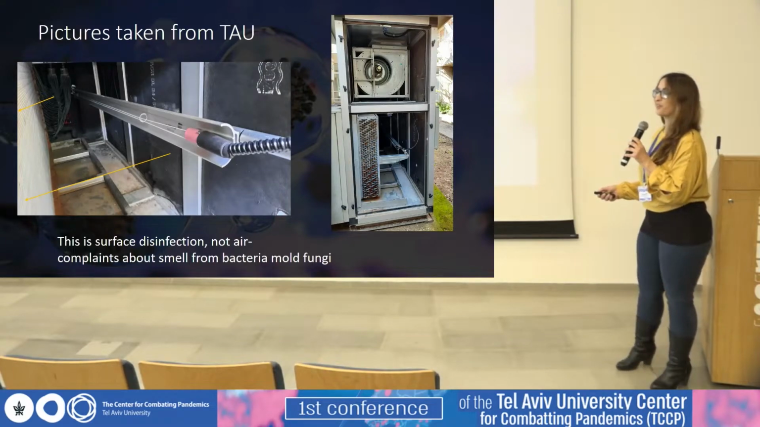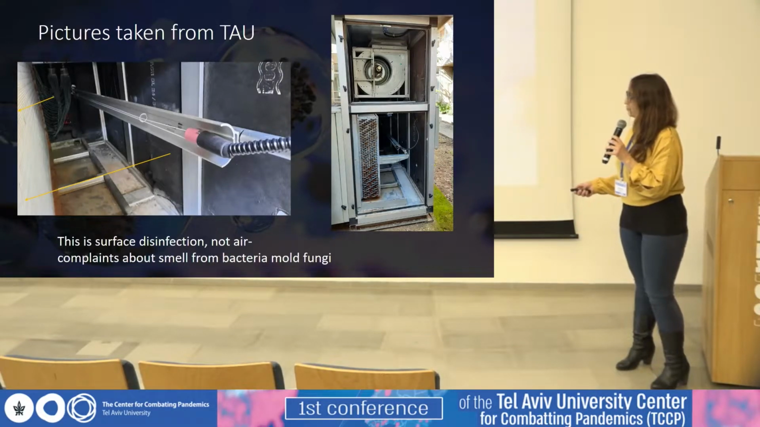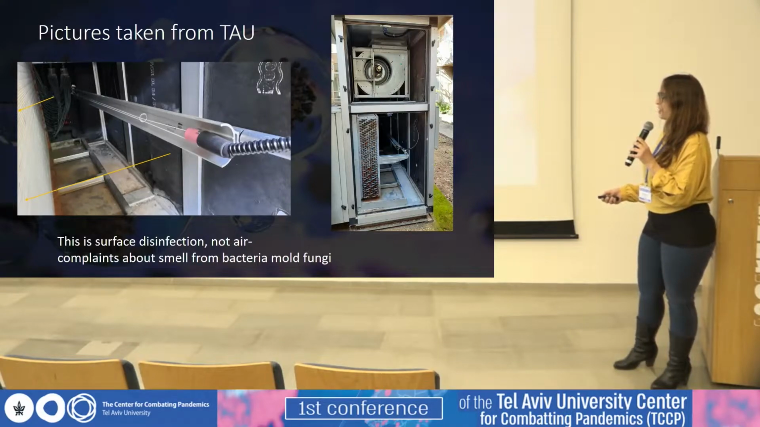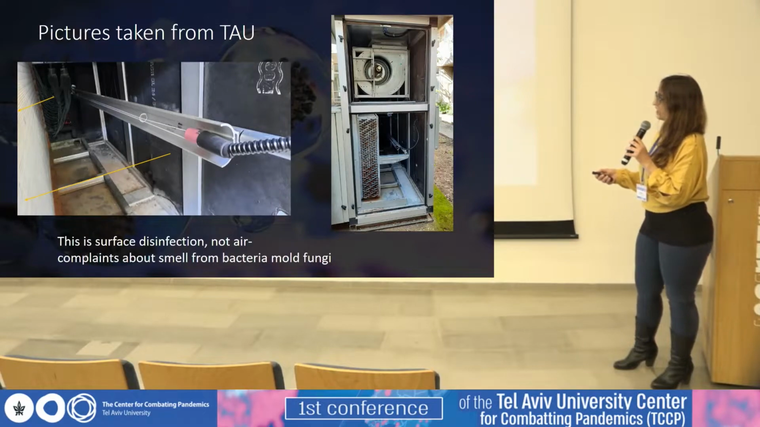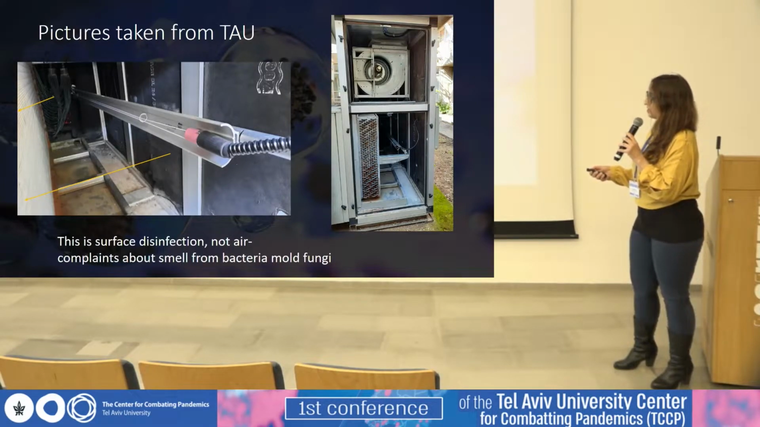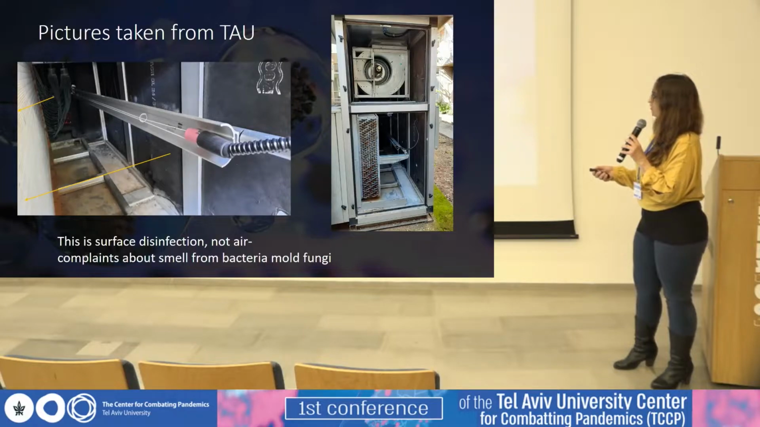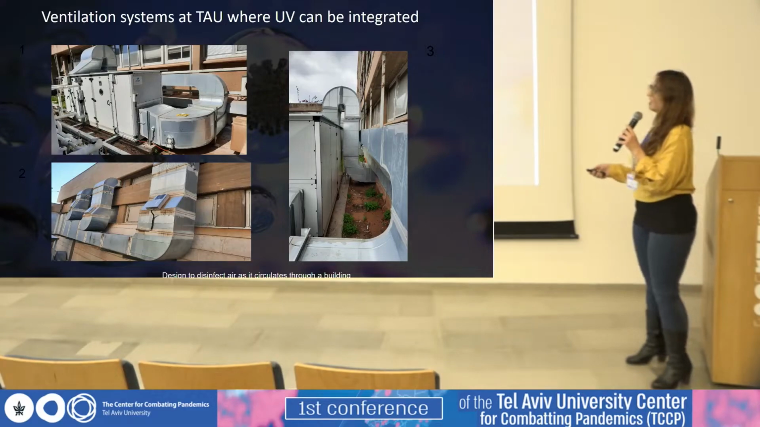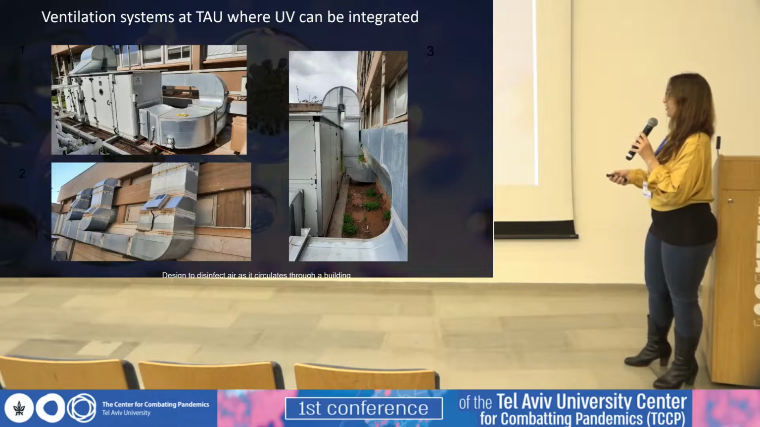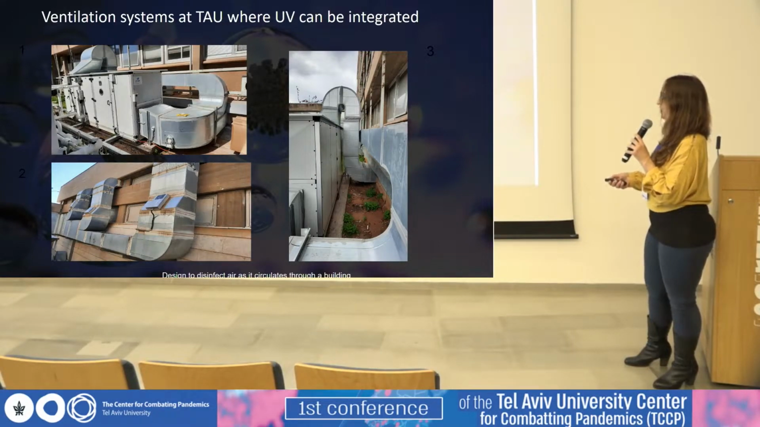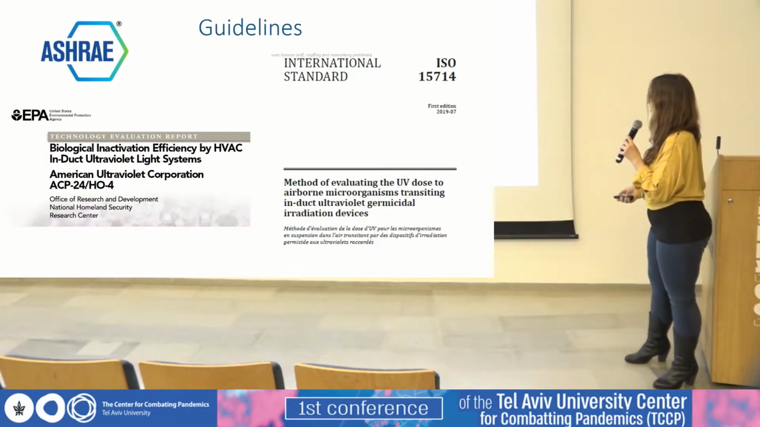And these are pictures taken from Tel Aviv University. In one of the halls, the students complained about smell, probably from bacteria, mold, and fungi. And therefore, the university implemented a UV technology here, but this is for disinfection of the coil and not the air itself. And these are, for example, ventilation systems at our university, and these could be designed to add a disinfection unit for the air that circulates through the building.